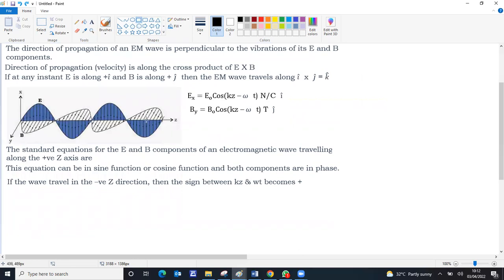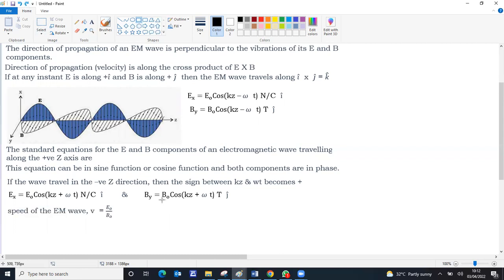This is for a wave traveling along the positive z direction. If the wave travels back along the negative z direction, this sign kz minus omega t will become kz plus omega t. The sign between kz and omega t will be plus instead of minus. So if it's traveling along the positive z-axis, the sign between kz and omega t will be minus. If it's traveling along the negative z direction, the sign between kz and omega t will be plus. That's an important fact to understand how we find the direction of propagation from the equation.